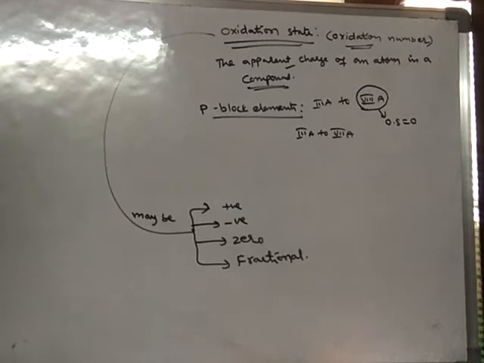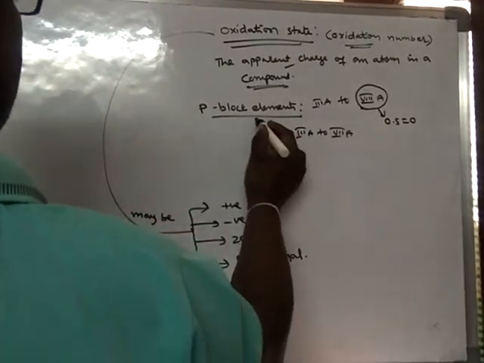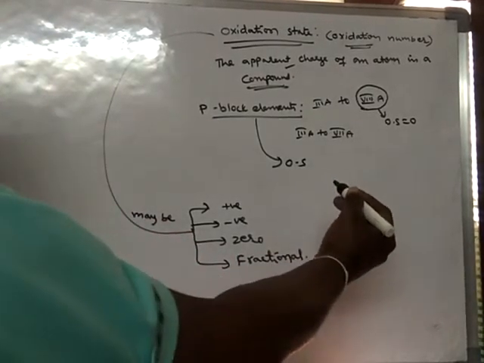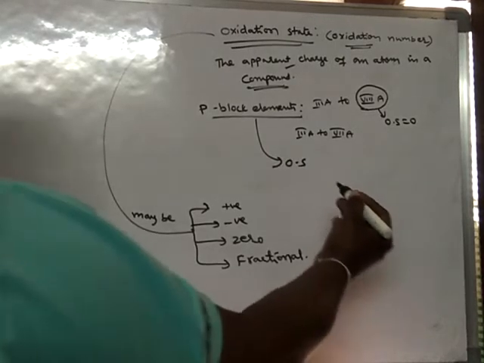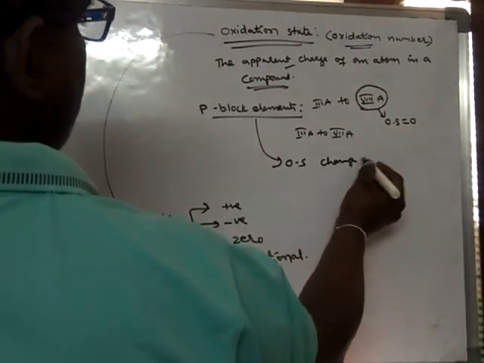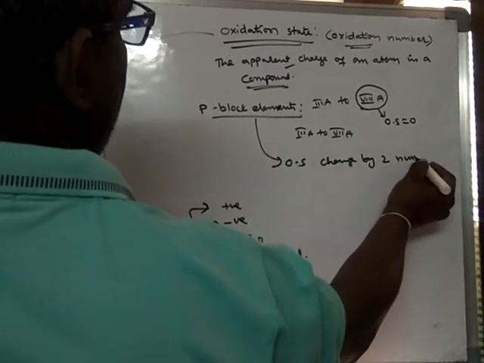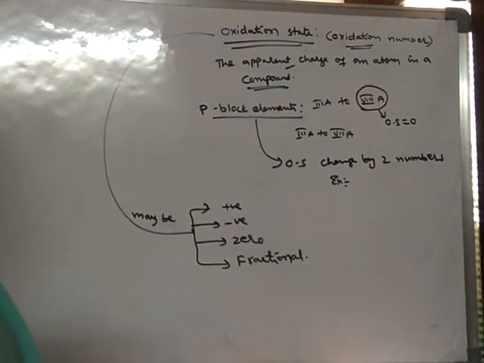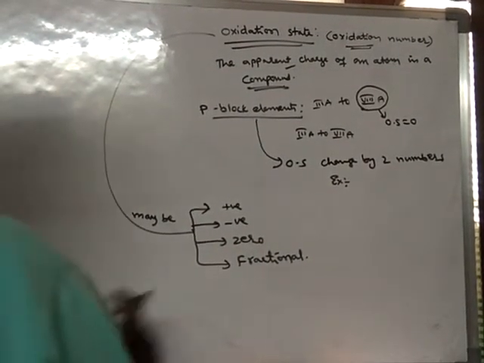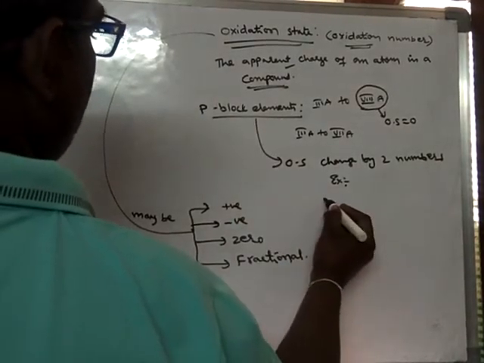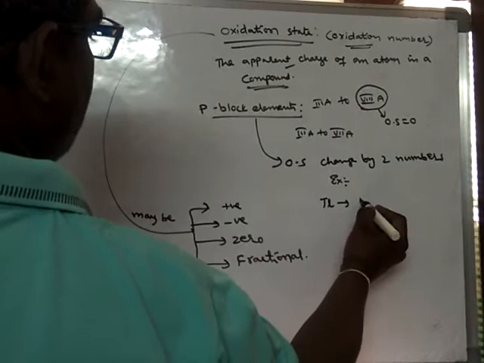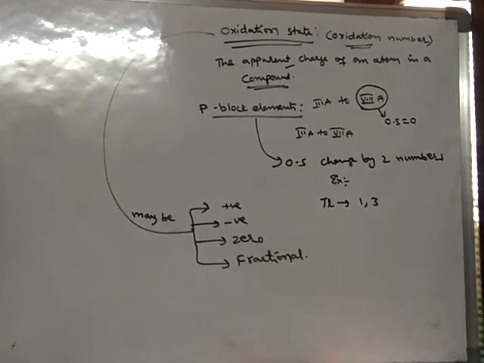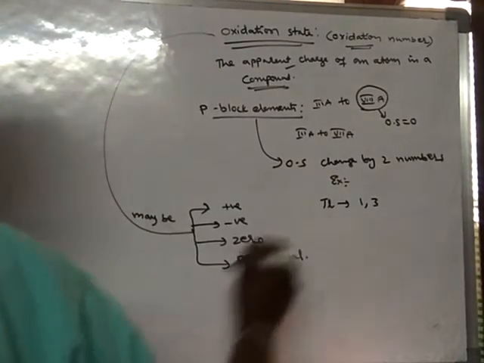So for P block elements, the oxidation state may change by two numbers. We have seen this example already, for example thallium. Its oxidation states are 1 and 3, so they differ by 2. Here they change by number 2.